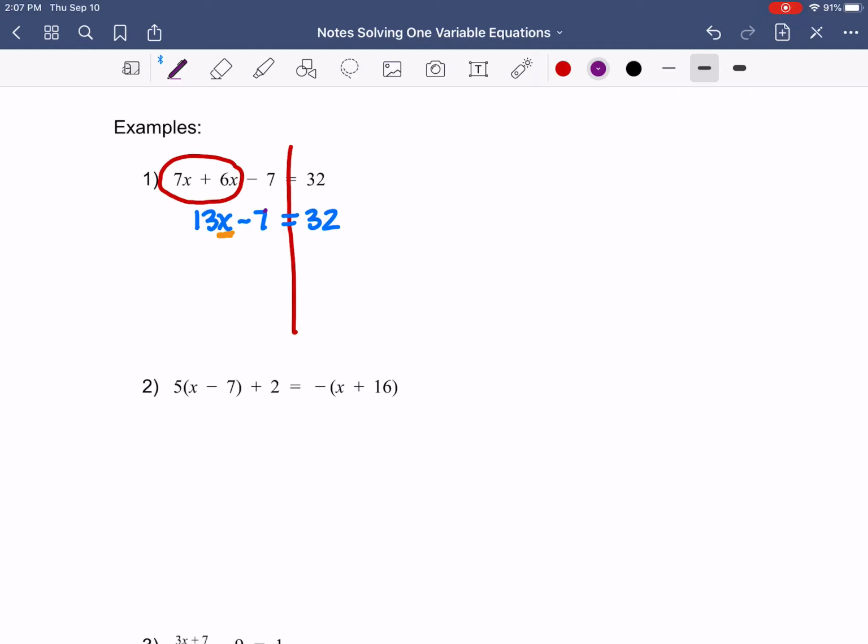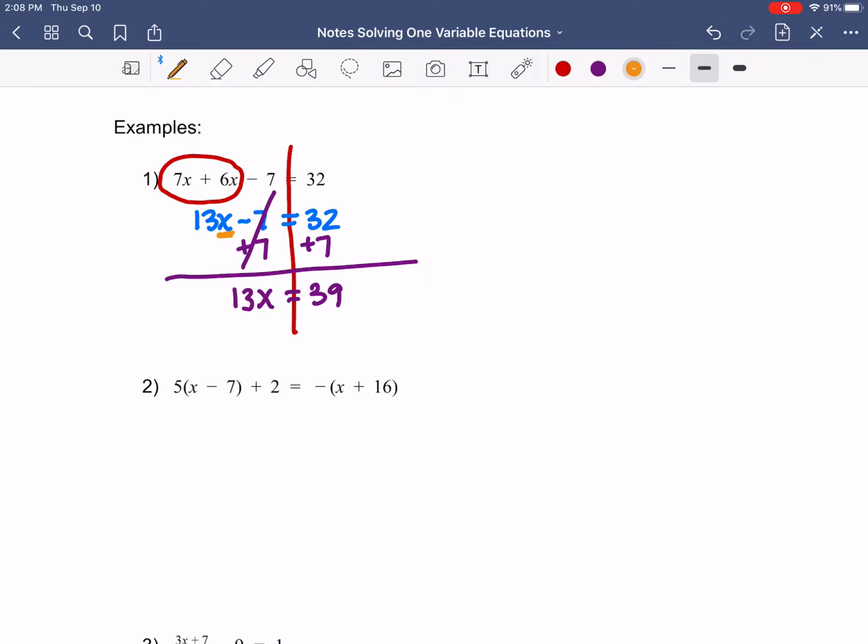Yes, so there's this number -7 right here. Well, to get rid of a -7, we do the opposite sign. We undo it by adding it to the other side. So remember, you have to keep it balanced. So if you do that on one side, you have to do it on the other. Now I get 13x equals 39.